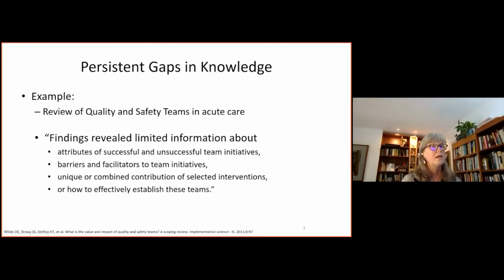In this case, this is from a Cochrane review, and the authors concluded that findings revealed limited information about attributes of successful versus unsuccessful team initiatives, barriers and facilitators to team initiatives, unique or combined contribution of selected interventions or components of this particular intervention, or how to successfully establish these teams. So no wonder we have such a gap in what we know might best serve our patients versus what's actually delivered in the real world.